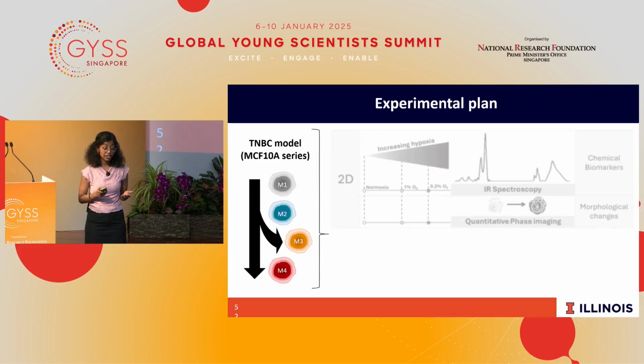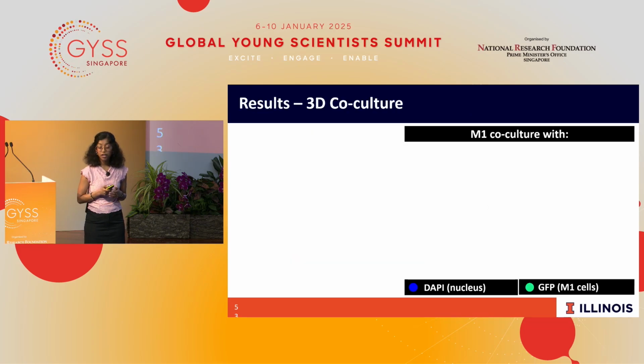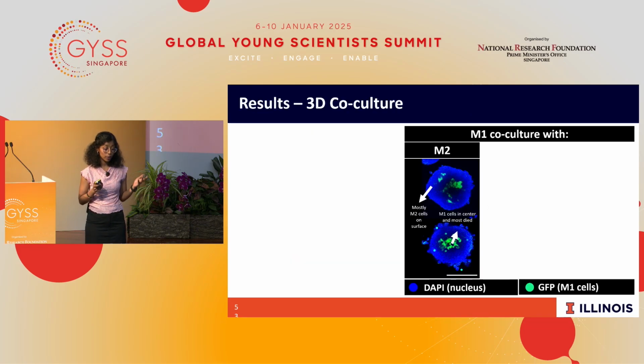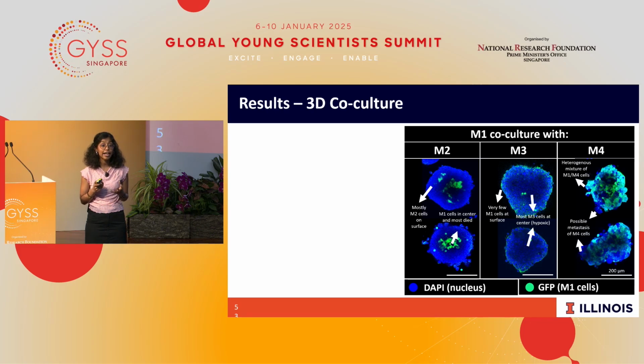And then the next part of the study is where we grew these cells in 3D, where we co-cultured fluorescently tagged M1 cells with M3, M4, and M2 to M4 cells, and then we grew them to form tumors that were more than 200 microns to create an oxygen gradient and see how they will spatially arrange themselves. Here are the results, where we started off with M1 and M2, where most of the M2 cells were in the periphery and M1 cells were in the center, mostly dying. As for M3, the M3 cells dominated the hypoxic core, whereas very few M1 cells were on the surface, and M4 cells showed a rather heterogeneous mixture.